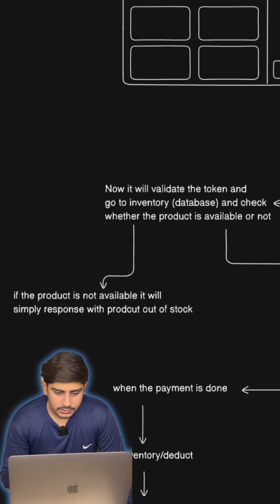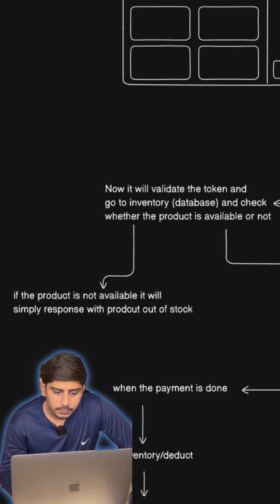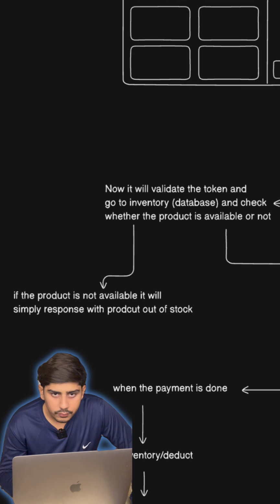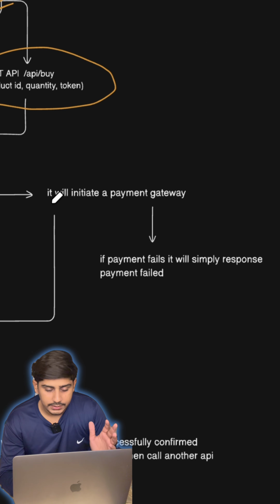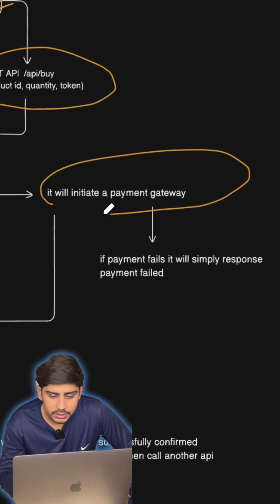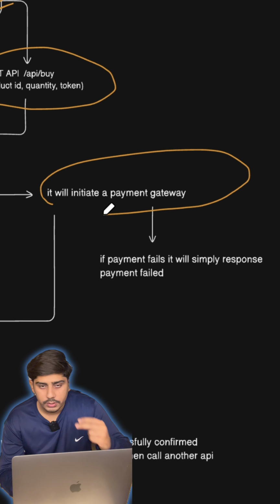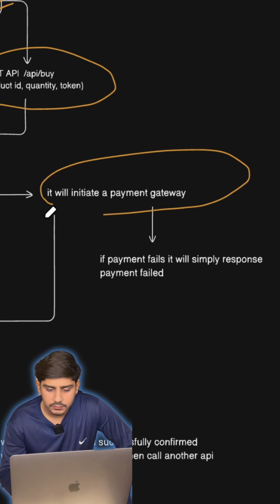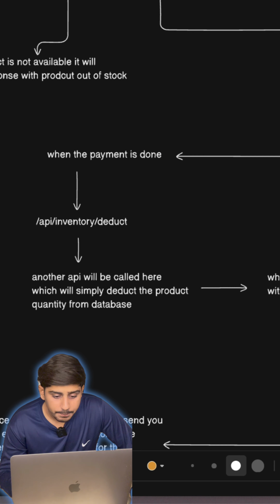So in the next step, it will validate the token and go to the database to check whether the product is available or not. If the product is not available, it will simply respond product out of stock. And now the second case, if the product is available, it will initiate the payment gateway. Now there are two cases for that too. If the payment fails, it will simply respond payment failed. And if the payment is done successfully, it will then call another API to deduct the product from your database.